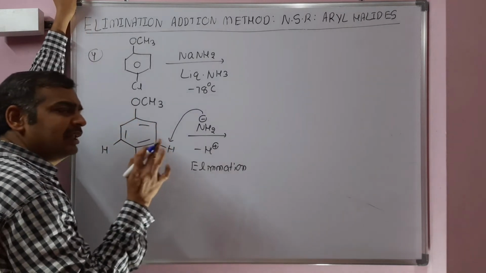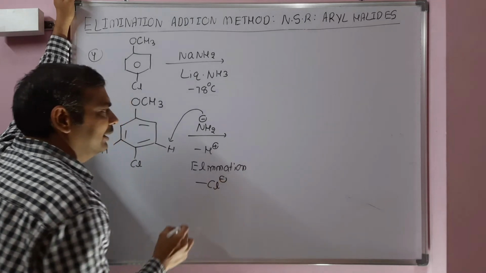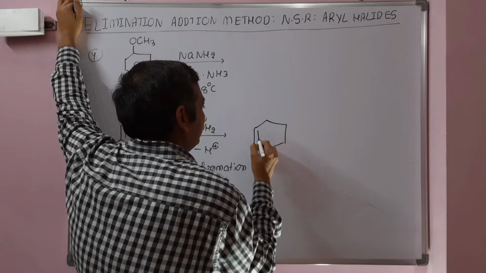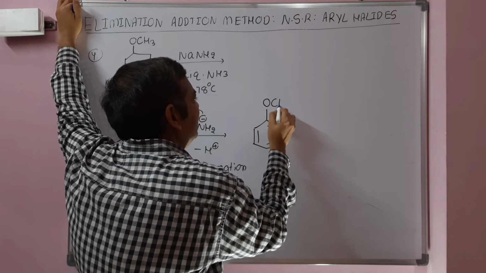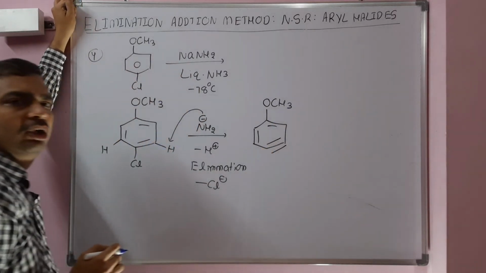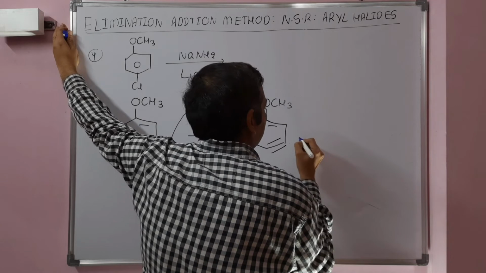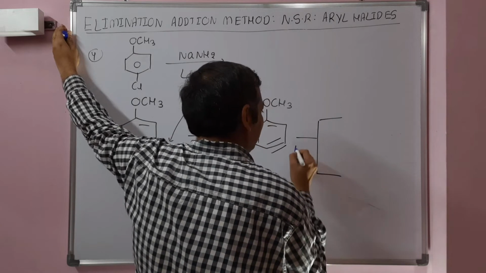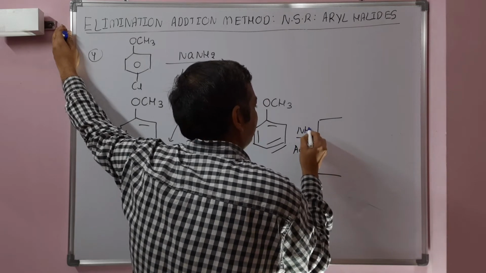So first a carbanion is obtained, and after that, expulsion of the Cl minus. I am writing the benzyne directly, since we have written it several times. This is the benzyne that is obtained from 4-methoxychlorobenzene. The next step is addition. Elimination is followed by addition, addition of NH2 minus.